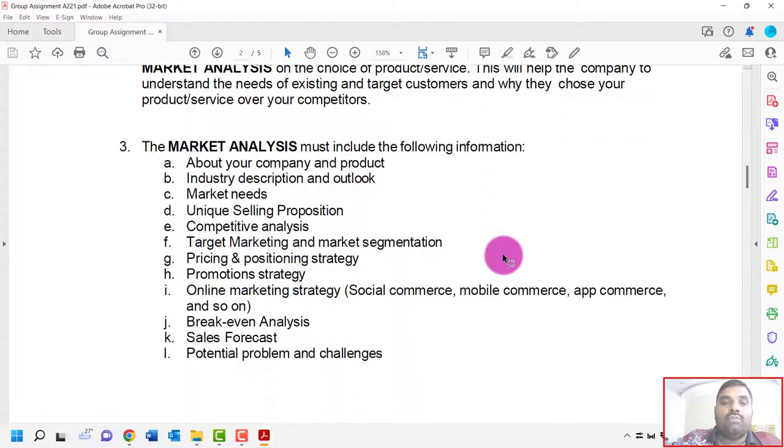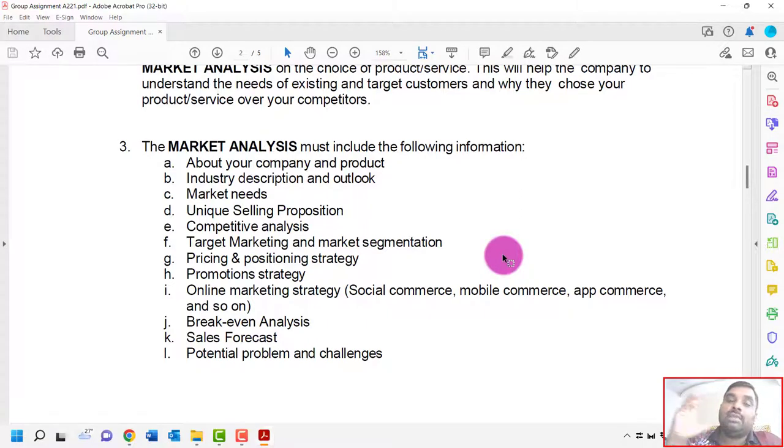What you have to include is about your company and product. A little bit about your company background, and also the product you want to sell. It is not necessarily a new product. It can be your existing product. Maybe you can get the product from another manufacturer, and you customize and rebrand it. Or you buy the materials from different companies and you assemble the product. That is your own product. That also can, depending on you. Then you have to explain in detail how you came up with your product. And the industry description and outlook.